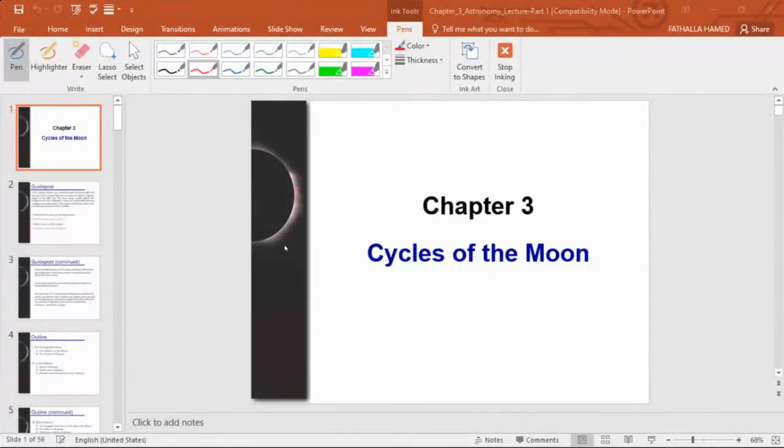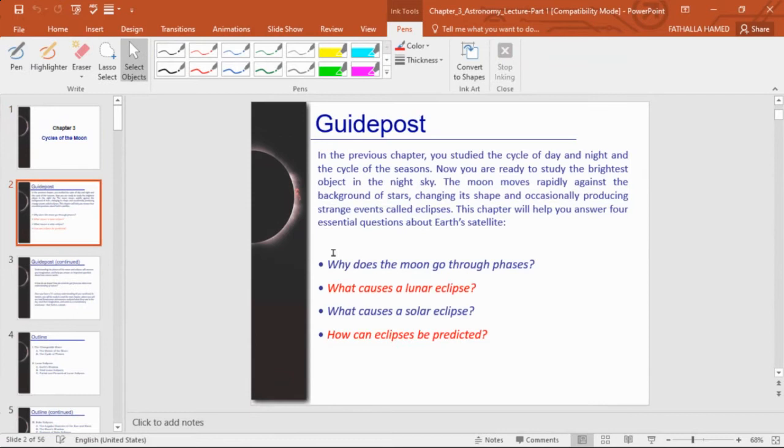Today we're going to start chapter number 3, and we're going to talk about the cycles of the moon. And we always start the chapter with a guide post. In the previous chapter, you studied the cycles of day and night and the cycle of the seasons. Now you're ready to study the brightest object in the night sky. The moon moves rapidly against the background of stars, changing its shape and occasionally producing strange events called eclipses.